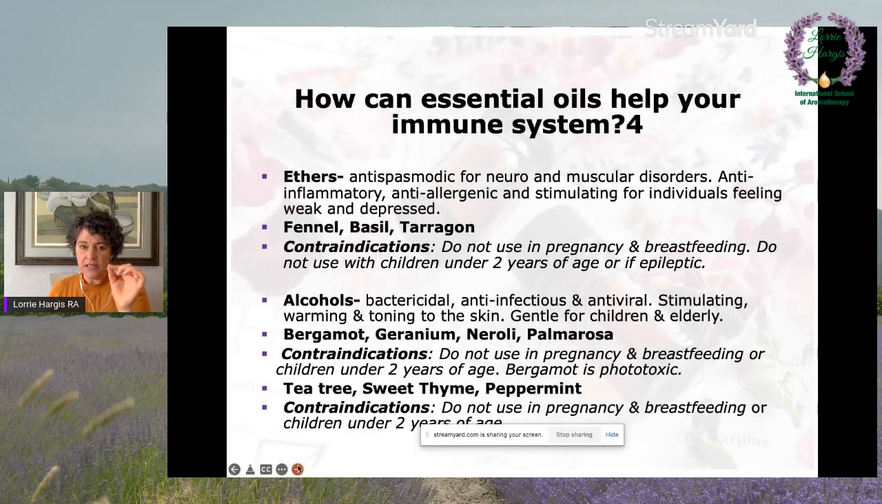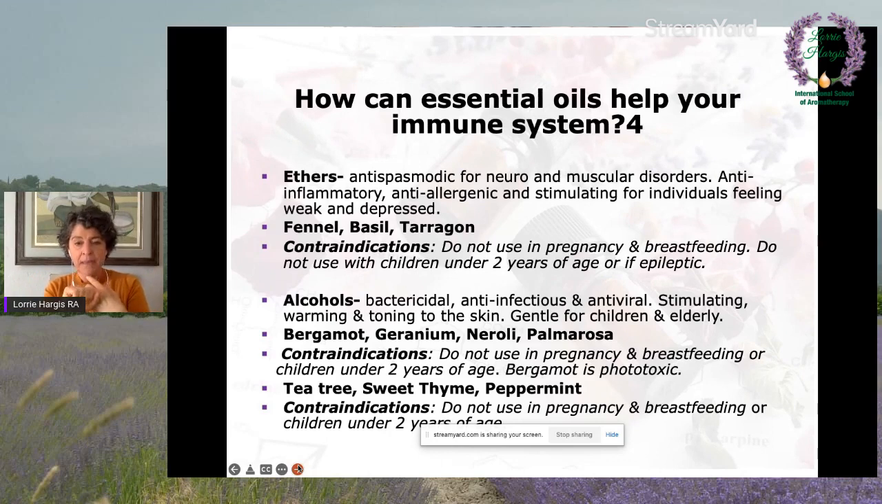So let's look at the ethers. Now, with ethers, you're thinking of ethers going up in the air. However, if you think of it like that, what it does is it stimulates you when you're feeling weak and depressed. And anytime you get sick, you're going to have feelings of weakness and depression. It comes with it. And so these are very important essential oils that you can be using to help you, number one, with those feelings of weakness and depression.